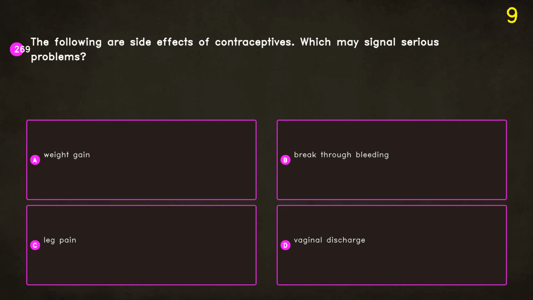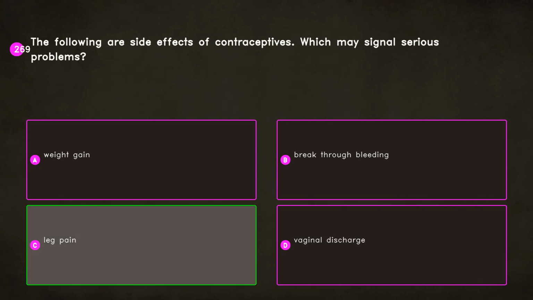Question 269. The following are side effects of contraceptives. Which may signal serious problems? A. Weight gain, B. Breakthrough bleeding, C. Leg pain, D. Vaginal discharge. The correct answer is leg pain.